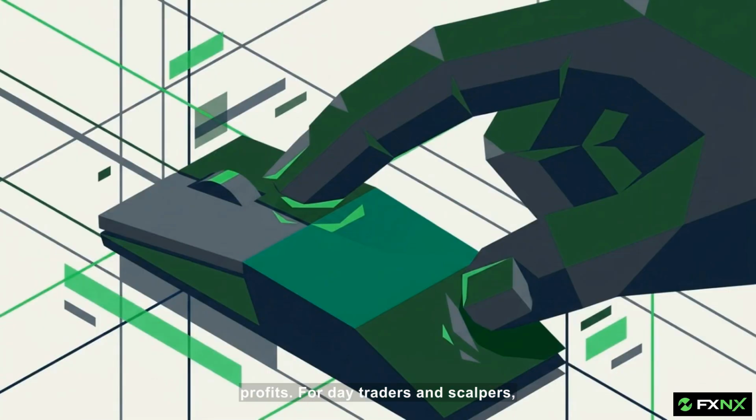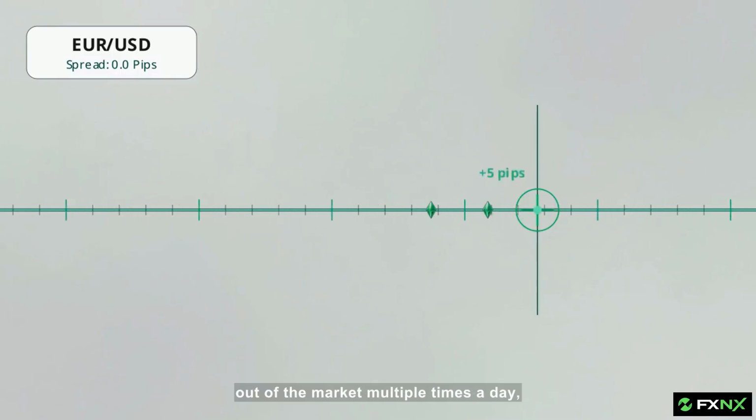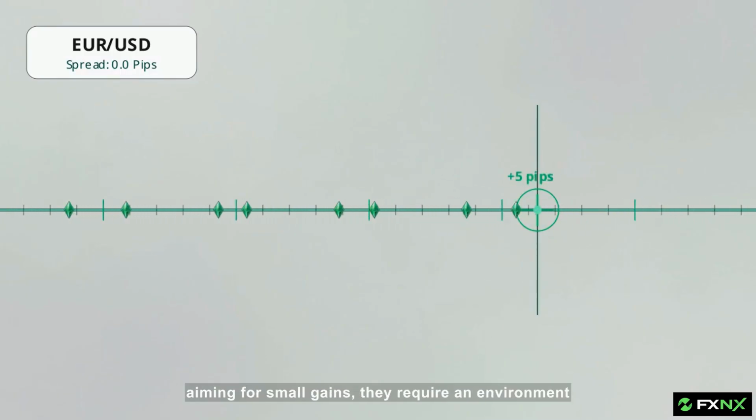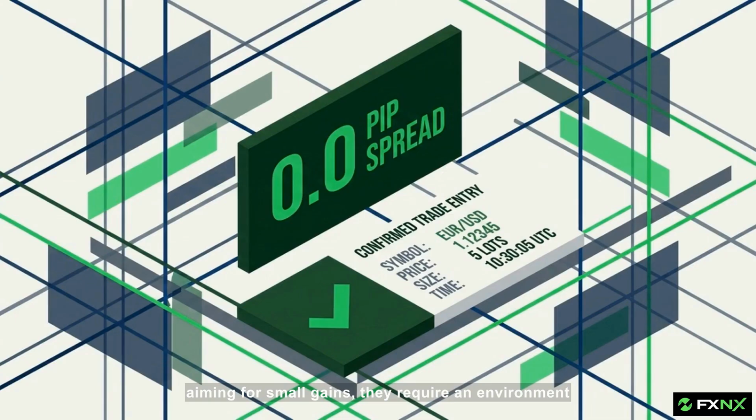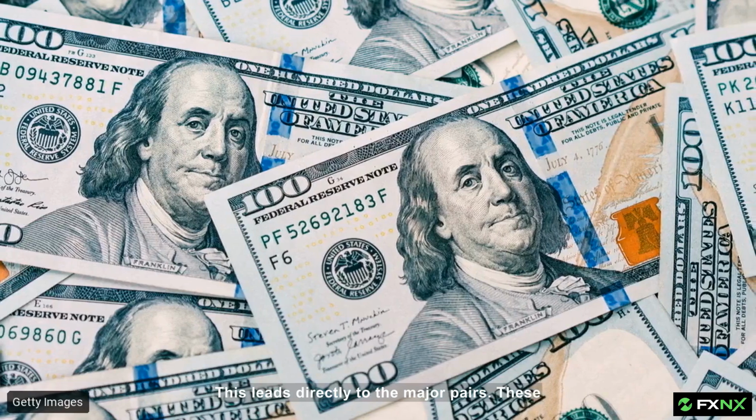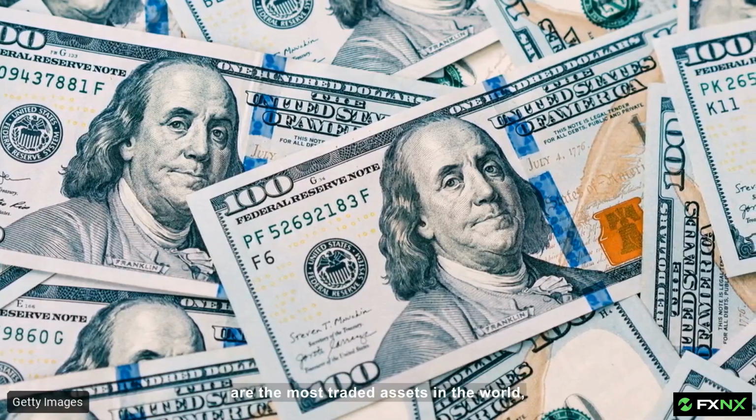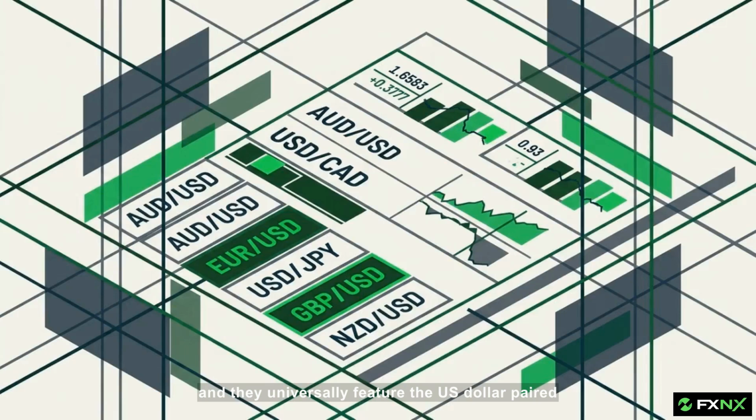For day traders and scalpers, survival dictates precision. Because they move in and out of the market multiple times a day aiming for small gains, they require an environment with virtually zero transaction friction. This leads directly to the major pairs. These are the most traded assets in the world, and they universally feature the US dollar paired against another massive global economy, like the euro or the Japanese yen.